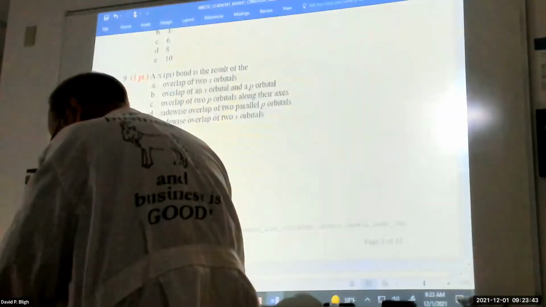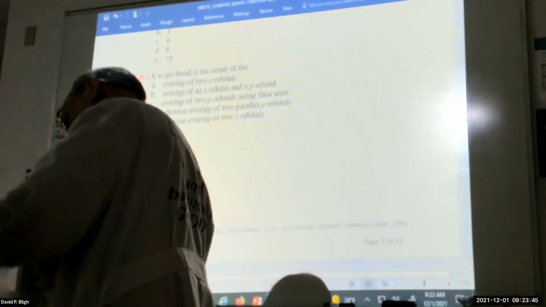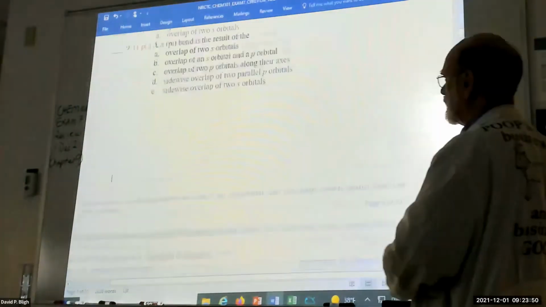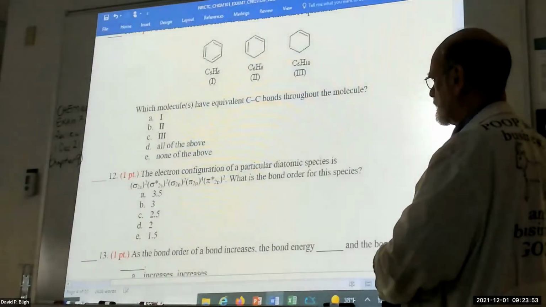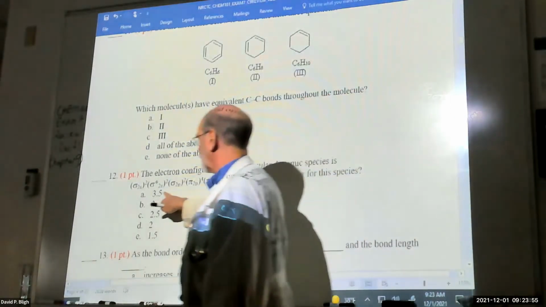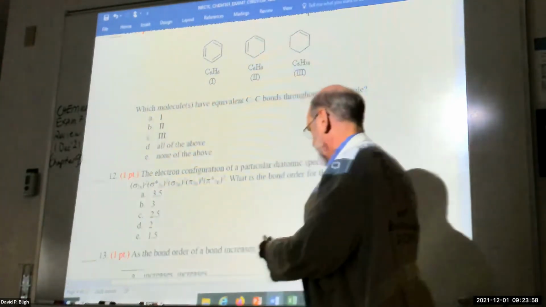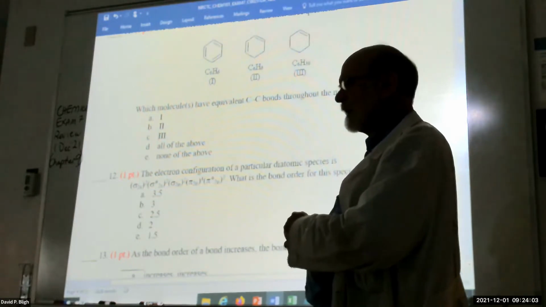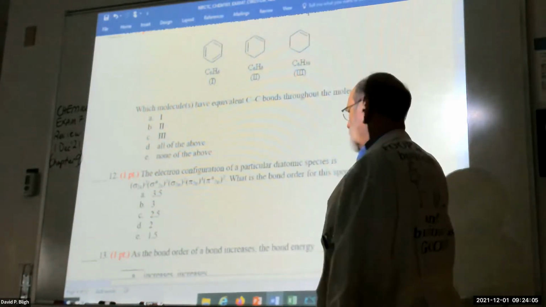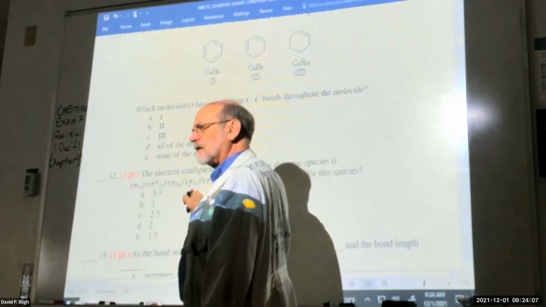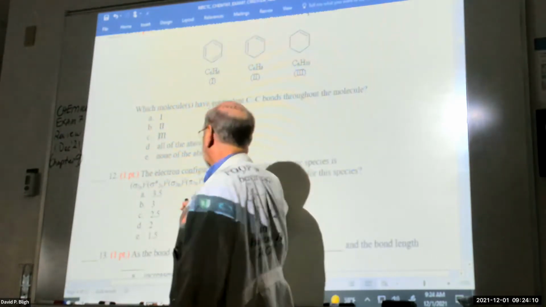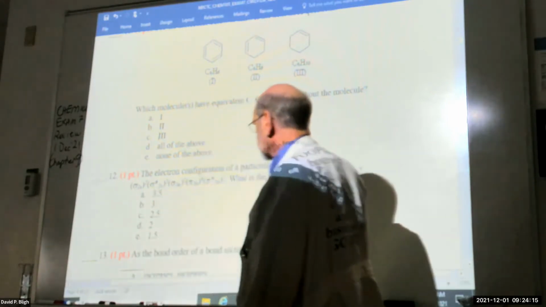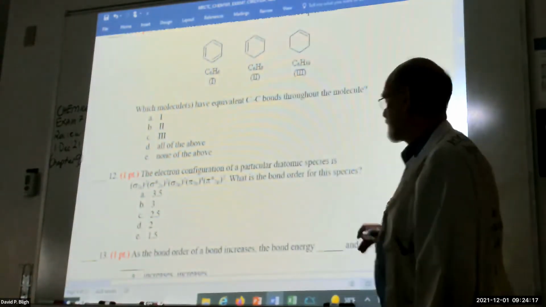Okay. Let's get down to 12. And 12 introduces our shorthand notation for molecular orbitals. Did we talk about this? Probably didn't. Maybe I remember it from the first. That's fine. I didn't make a point of it during the lecture, but this is a shorthand notation.